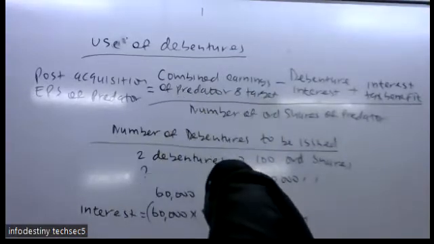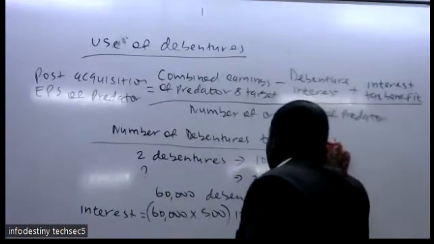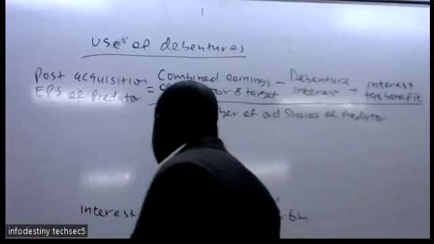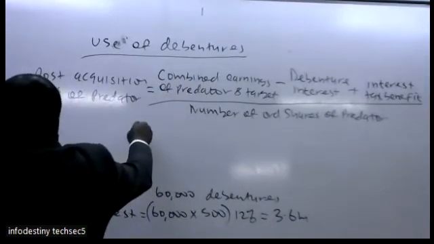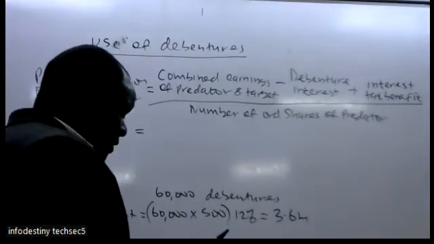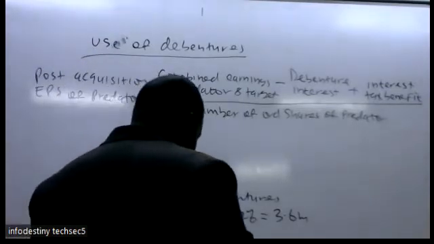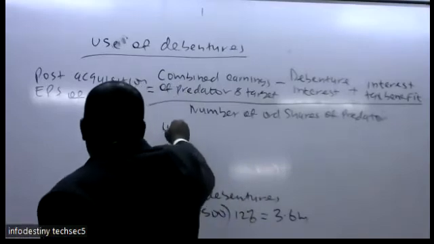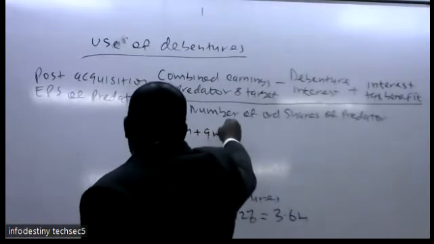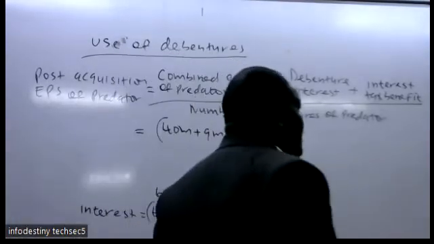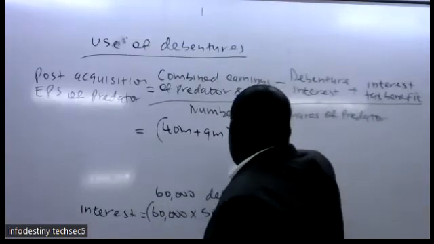So now after that point, we go back to this point, combined earnings of the predator and the target. They were basically the net incomes which had been given. The net income was 40 millions plus 9 millions. Then now you minus the debenture interest, which is 3.6 millions.